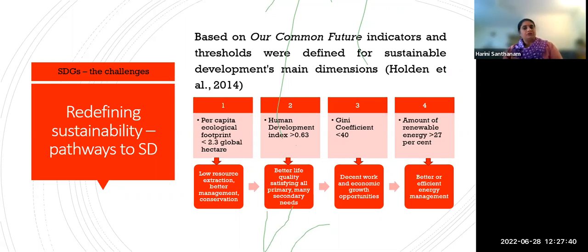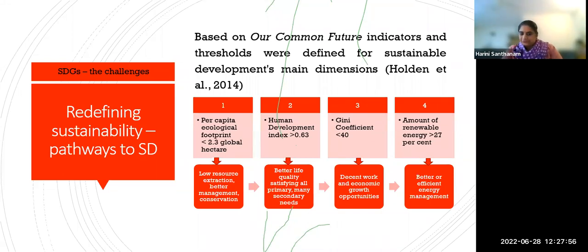And finally, to manage all this together, we want energy, right? The better or efficient use of energy is signified by the amount of renewable energy being greater than 27% in the mainstream energy for a region.